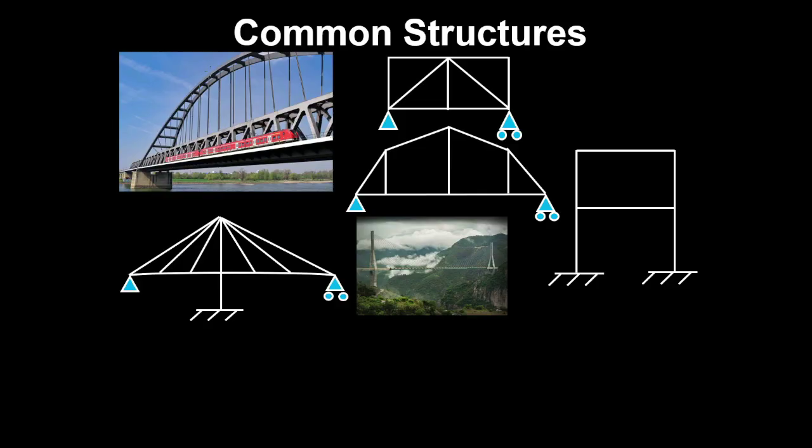Common structures are assembled from the typical structural elements, and they transfer loads through those elements. So for example, this arch bridge can be simplified as a 2D model, and the arch members consist of beam columns that take bending and compression, whereas the cable elements take tension and they support the beam, which supports loads in bending.